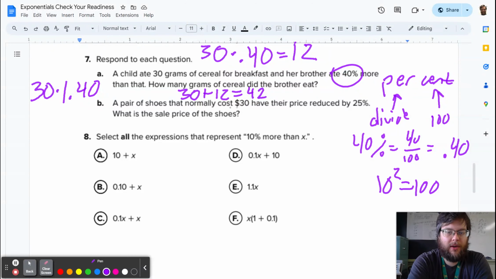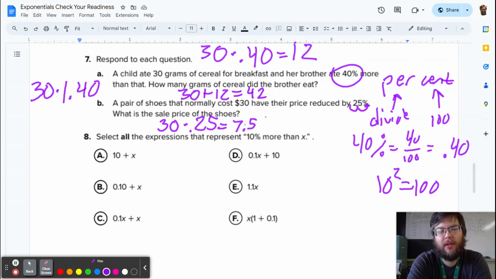Similar idea on part B. We have $30 shoes, price reduced by 25%. So I have a decimal point that gets moved to make it 0.25. That gives me 7.5. That's not the price of the shoes. That's how much they were reduced by. And so if I do 30 minus 7.50, I get 22.50.